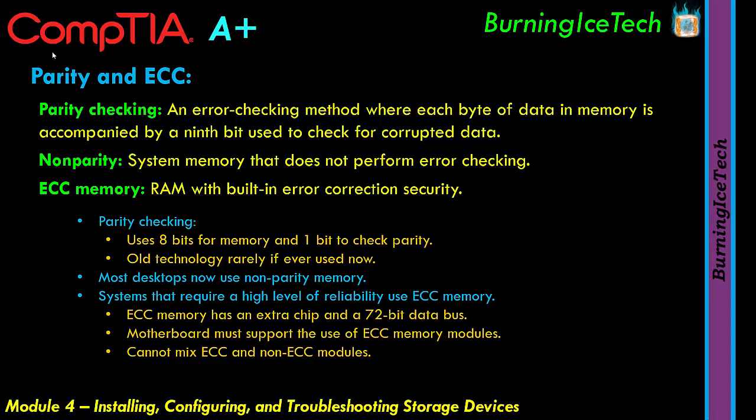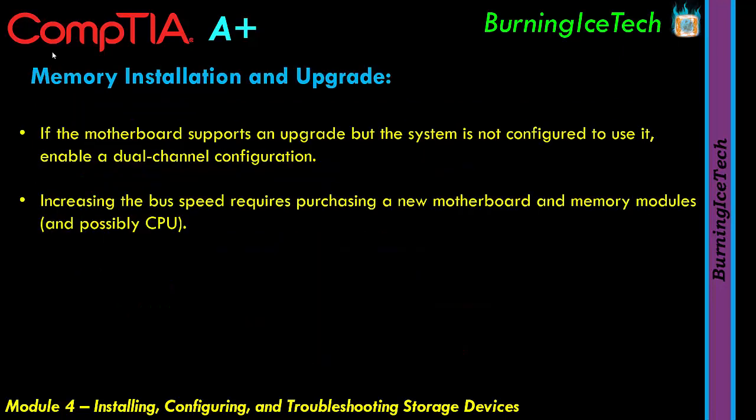Parity checking is just something we are talking about in this module, but it's not something you're going to be doing. Alright, so with regards to memory installation and upgrade, this could be any kind of memory, but I think here they're talking about RAM more specifically, those little memory modules we slide into the motherboard. So if the motherboard supports an upgrade, but the system is not configured to use it, enable dual channel configuration. That is not always going to be possible, so just something we want to make a note of.